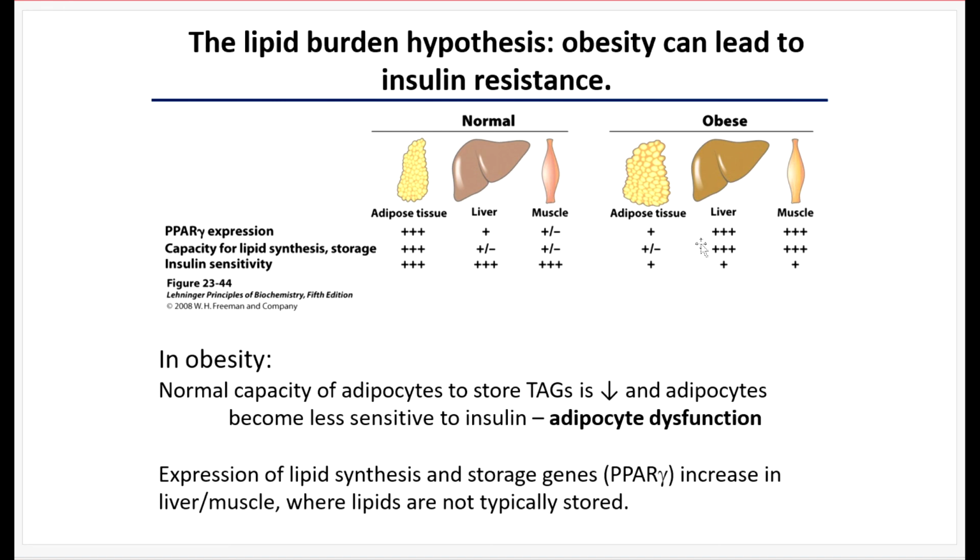In an obese individual, your adipose tissue and your capacity for lipid storage actually starts to decrease because you're reaching the upper limit of your ability to store fats in the adipose tissue. And so you'll actually start to store fat in and around the liver, resulting in what's called fatty liver. This is a problem that's going to disrupt the normal capacity of your liver function.